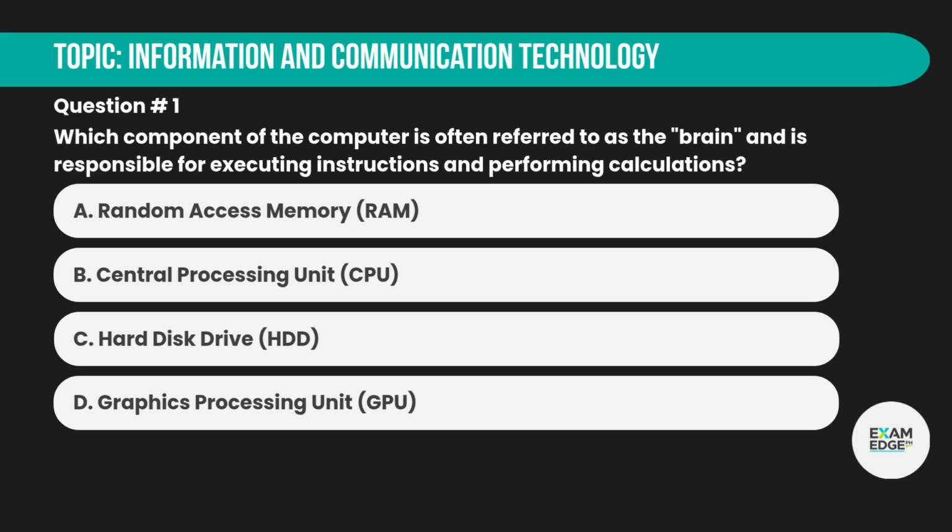Question number 1. Which component of the computer is often referred to as the brain and is responsible for executing instructions and performing calculations? A. Random Access Memory, RAM. B. Central Processing Unit, CPU. C. Hard Disk Drive, HDD. D. Graphics Processing Unit, GPU.